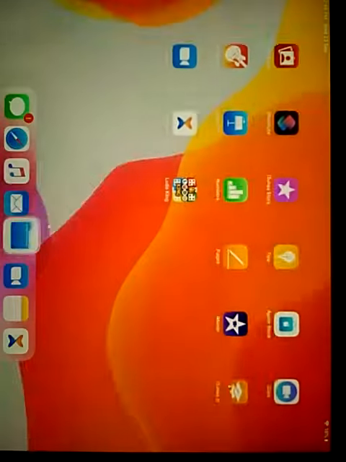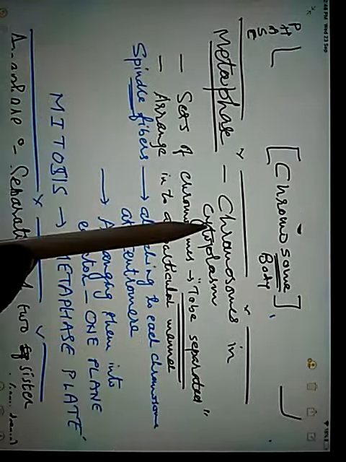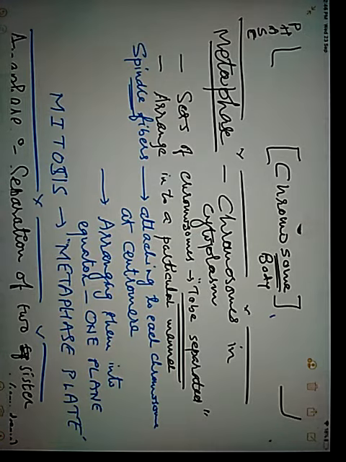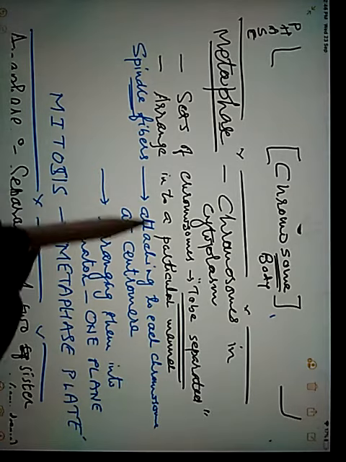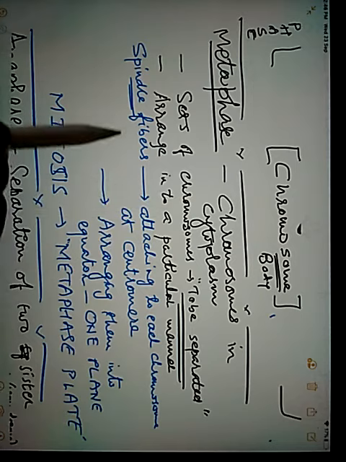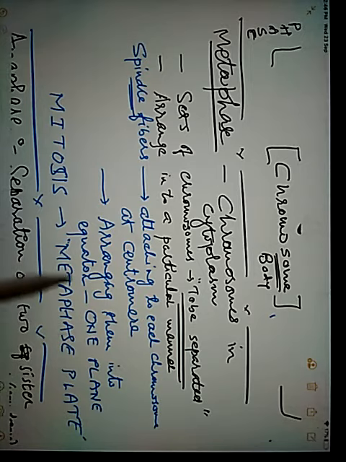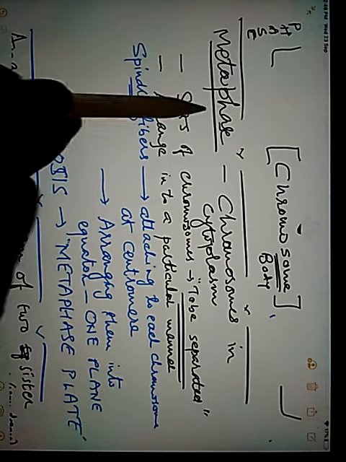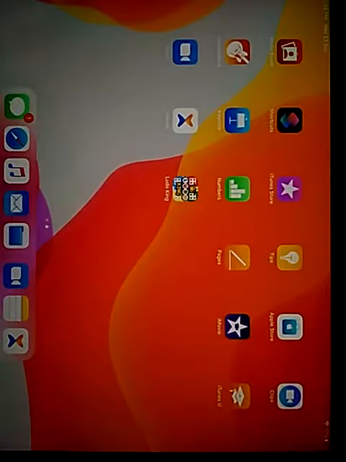Now metaphase. If we remember the metaphase we saw during mitosis, the chromosomes are in the cytoplasm and the sets of chromosomes are to be separated, arranged in a particular manner. Spindle fibers have been reformed, attaching to each chromosome at the centromere, and arrange them at the equatorial plate called the mitotic plate or metaphase plate. That metaphase plate formation is a key feature of metaphase of mitosis, and a similar mechanism we can see here.